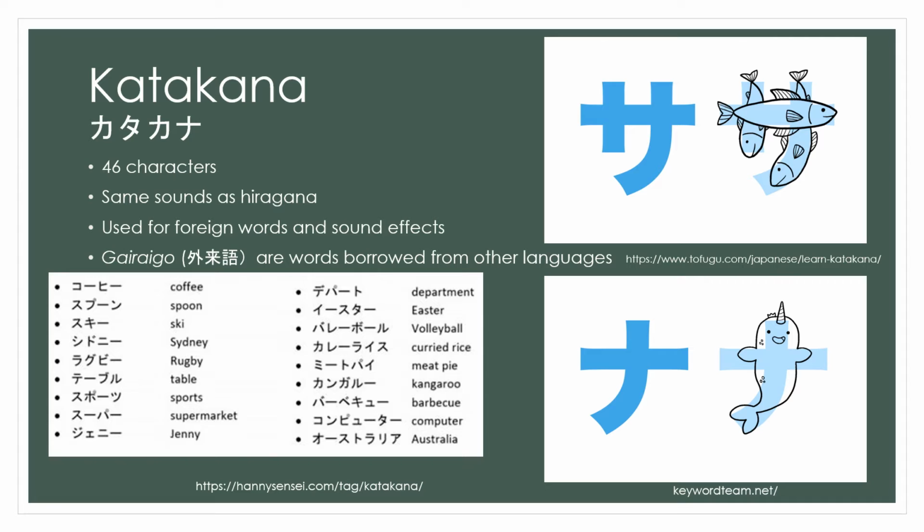Katakana is the second alphabet in Japanese. Like hiragana, katakana has 46 characters, and both hiragana and katakana make the same sounds. Katakana characters are used for foreign words and sound effects. Gairaigo are words borrowed from other languages that are written in katakana.